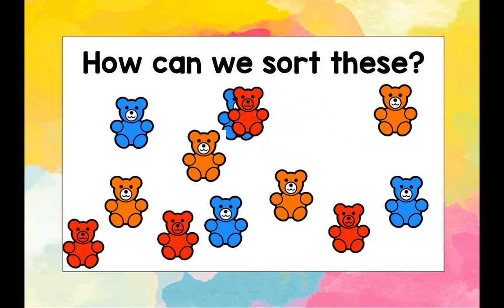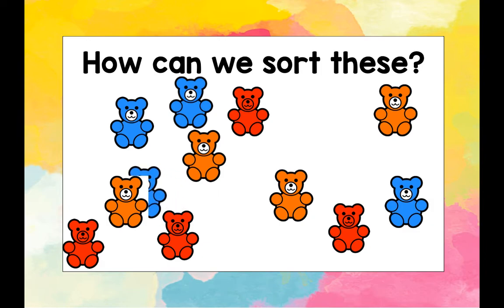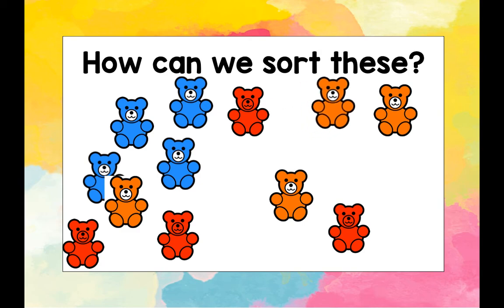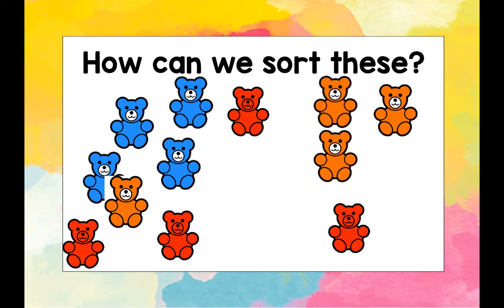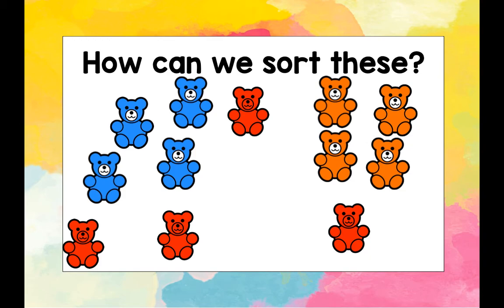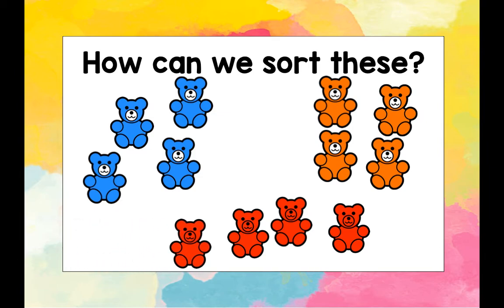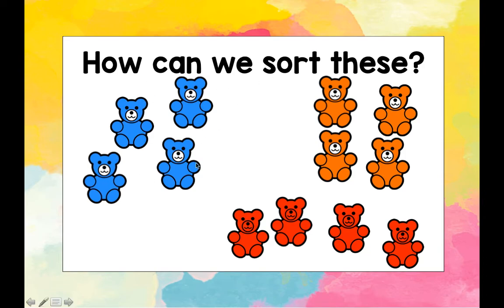So let's start moving the bears. So we have a blue bear over here, another blue bear, another blue bear, orange bears over here, another orange bear over here, and another orange bear over here. And then we can move the red bears over here, another red bear over here, and another red bear over here. Now we've moved all the different bears into different groups based on colors. Here we have blue bears, over here we have orange bears, and then over here we have red bears. So blue, red, orange. Good.